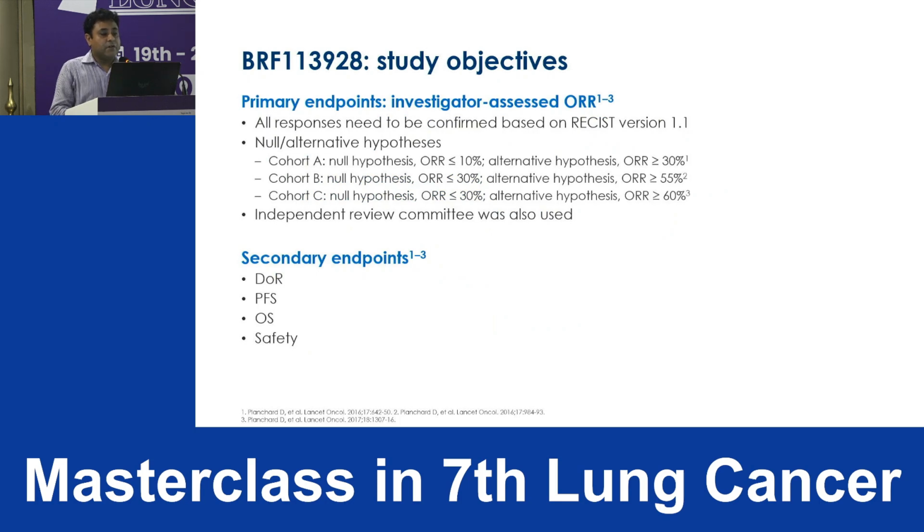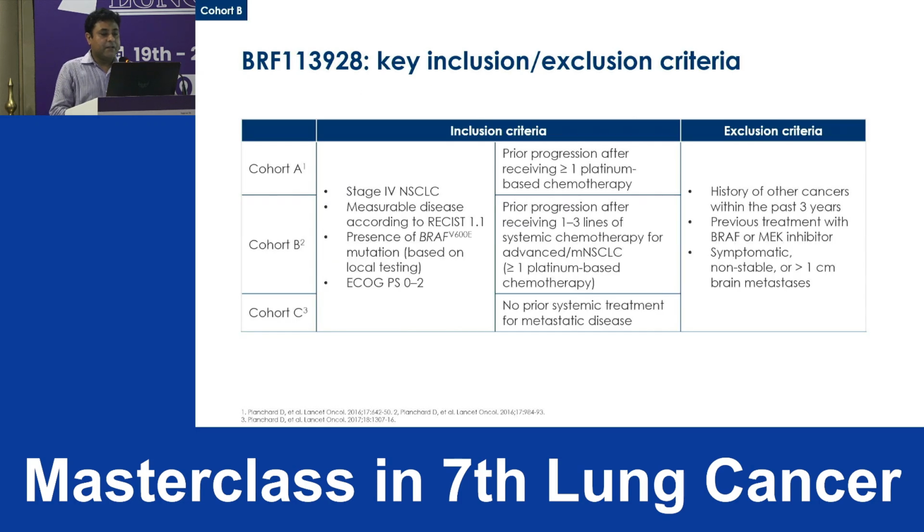The primary endpoint was investigator-assessed ORR, and secondary endpoints were DOR, PFS, OS, and safety. The inclusion criteria were stage 4 non-small cell lung cancer, measurable disease, presence of BRAF V600E mutation, and ECOG PS 0 to 2. In cohort A, it was prior progression after receiving one or more platinum-based chemotherapy. In cohort B, prior progression after receiving 1 to 3 lines of systemic therapy for advanced non-small cell lung cancer. And in cohort C, there was no prior systemic treatment for the metastatic disease. Exclusion criteria were history of other cancers within the past 3 years, previous treatment with BRAF or MEK inhibitors, and symptomatic, non-stable, or more than 1 centimeter brain mets.